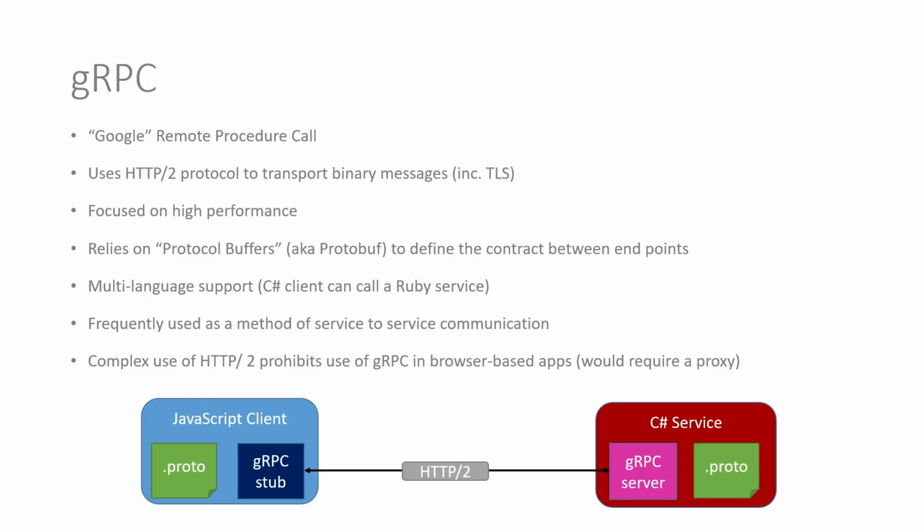There's just a quick schematic of what we've already discussed. We've got a JavaScript client calling a C# service. You can see the protobuf file exists on both endpoints because we need to define the contract somehow, and yeah, you can see it's communicating over HTTP2.